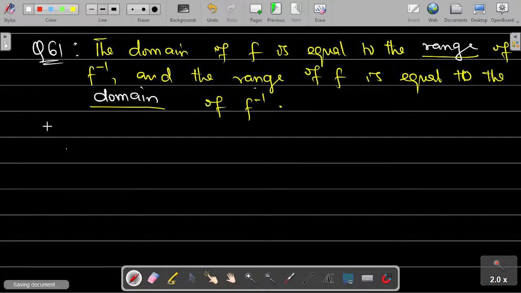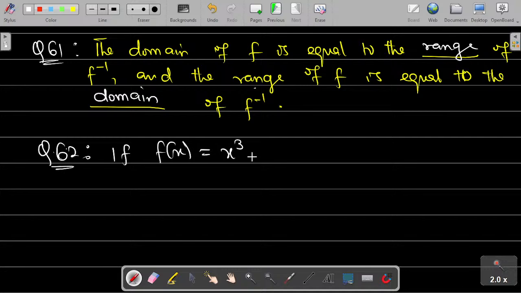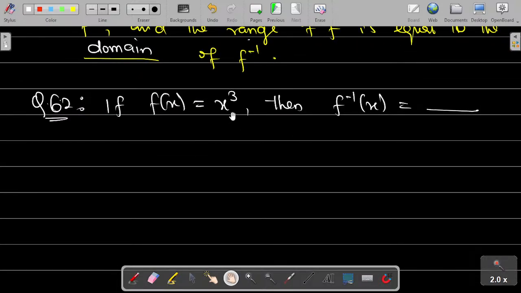Okay, permit me to put my marker, it is disappearing. All right. Okay, so question 62 says that if f of x is equal to x raised to the power of 3, then f inverse of x is equal to dash. So they're asking us to find the inverse of this particular f. That means the inverse of that.